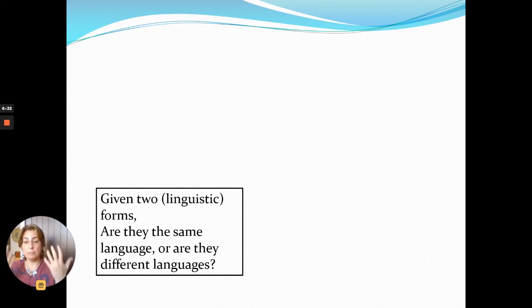distinct from each other at a perceptual level. But you might also decide that the differences are so big that they actually are two separate languages, two separate linguistic systems, two separate linguistic entities.